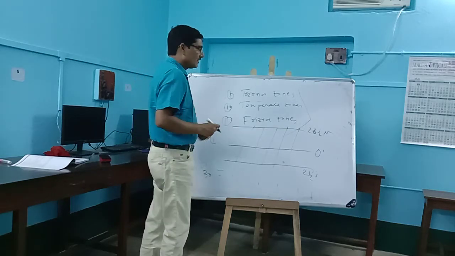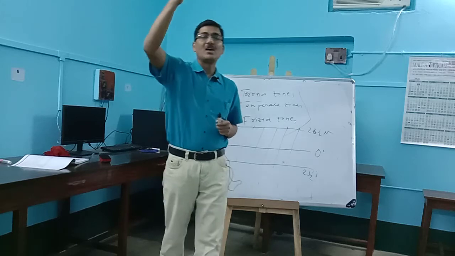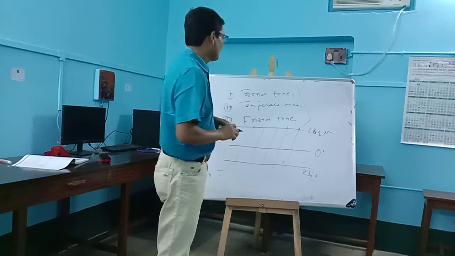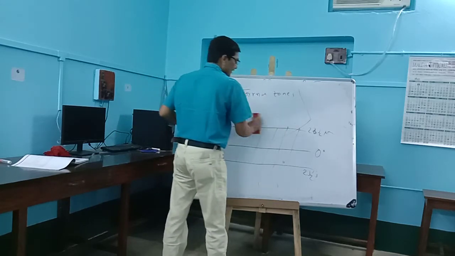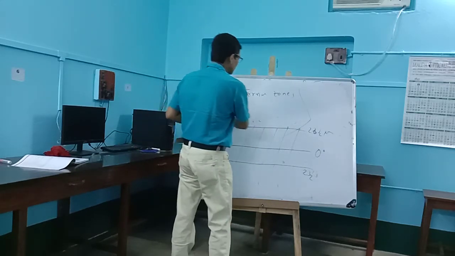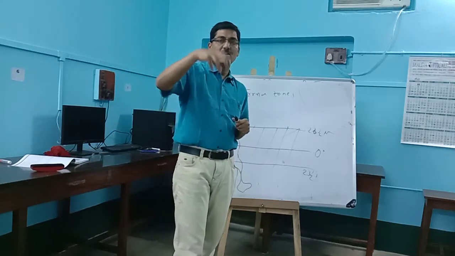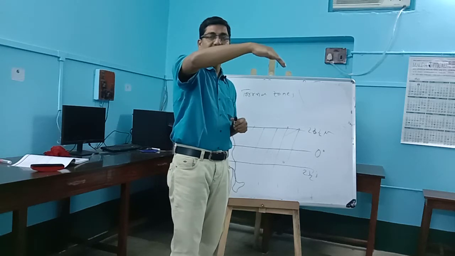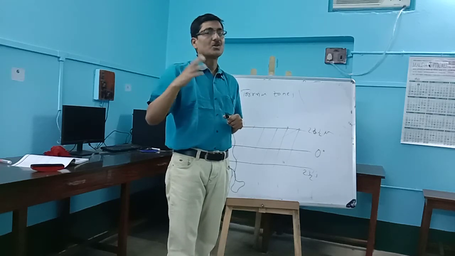Second, the temperate zone. What is the meaning of the word temperate? Neither too hot nor too cold. The temperate zone lies between the Tropic of Cancer and the Arctic Circle, and between the Tropic of Capricorn and the Antarctic Circle. The sunlight here does not fall directly. Instead of directly, it falls slantingly or obliquely. Naturally, it does not heat the landmass more quickly.